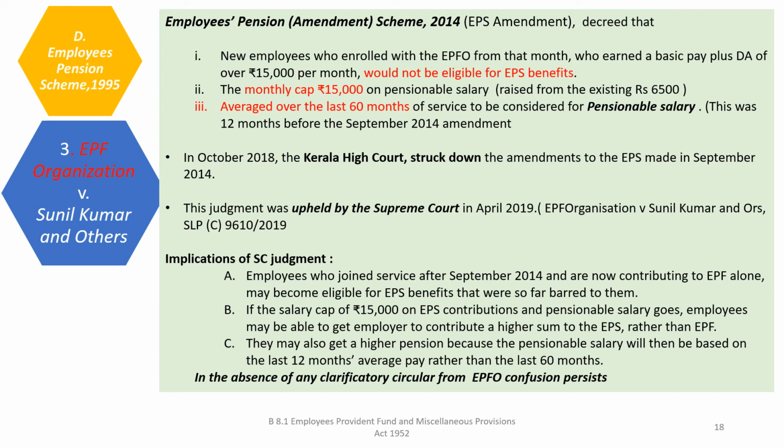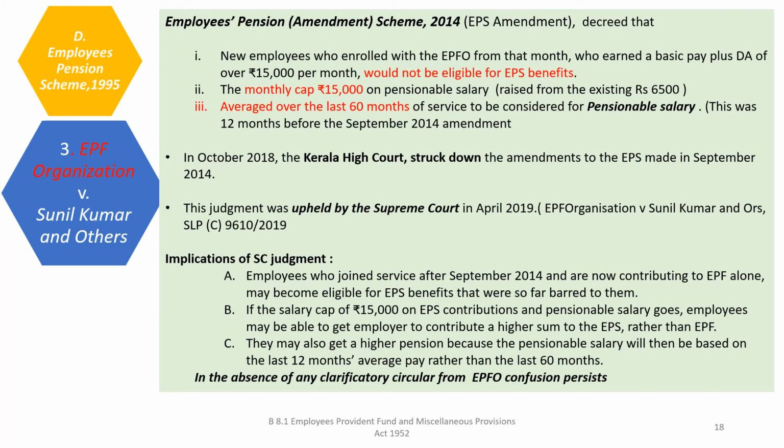Now, with the Supreme Court judgment, the three changes which were brought in are struck down: number one, if 15,000 per month is crossed, no monthly pension; number two, the monthly cap of 15,000; and number three, average over 60 months instead of average over 12 months. We have to go back to what was there before the amendment. But till date, there is no clarificatory circular from EPFO, and the confusion continues. But one thing is sure, that compliance with this is required. But it has got a lot of issues involved.